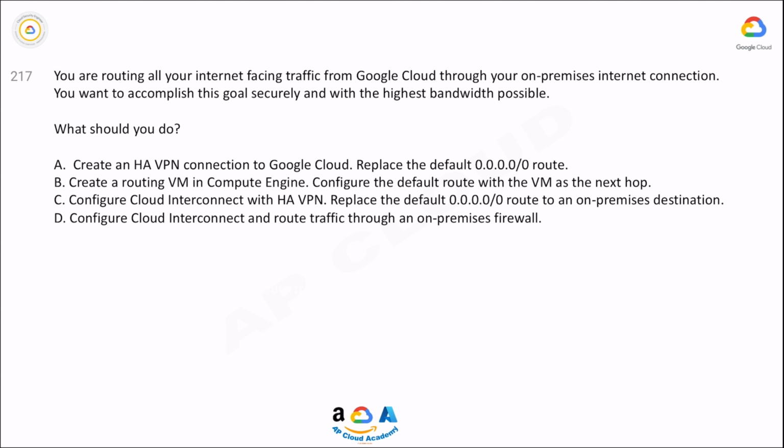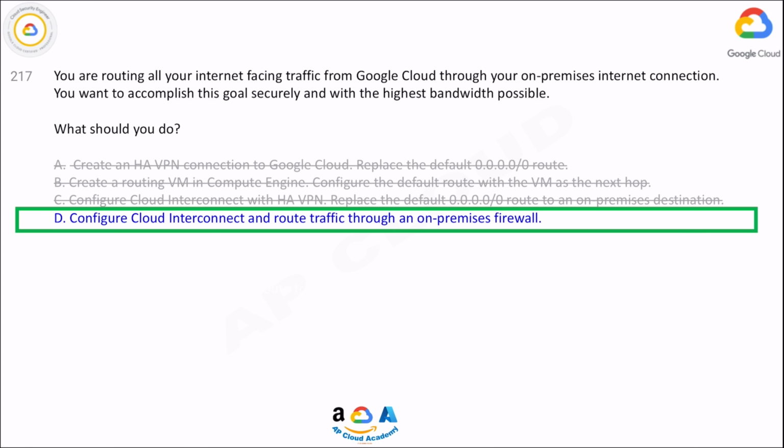C. Configure Cloud Interconnect with HA VPN. Replace the default 0.0.0.0/0 route to an on-premises destination. D. Configure Cloud Interconnect and route traffic through an on-premises firewall. The correct answer is D. Configure Cloud Interconnect and route traffic through an on-premises firewall.